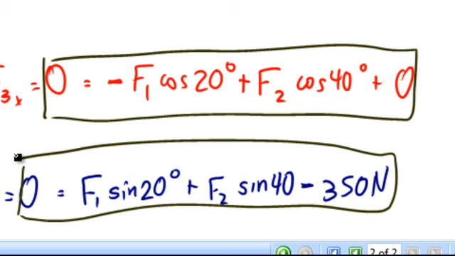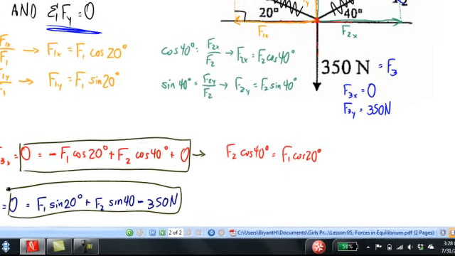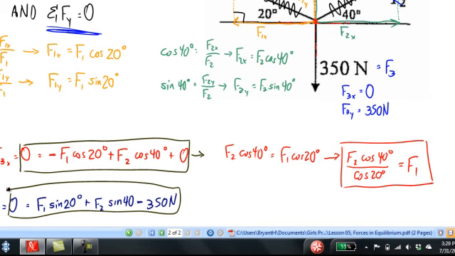So what I'm going to suggest is that we solve the x equation for either variable. Doesn't matter whether it's F1 or F2. I happen to want to solve it for F1. So let's work on the horizontal equation. I've added F1 cosine of 20 degrees to both sides of the equation. And now let's solve that equation for one of the variables. I divide both sides by the thing that's multiplying the F1, and now I have F1 equals F2 cosine of 40 degrees divided by the cosine of 20 degrees. Admittedly an ugly expression, but at least it has F1 by itself.